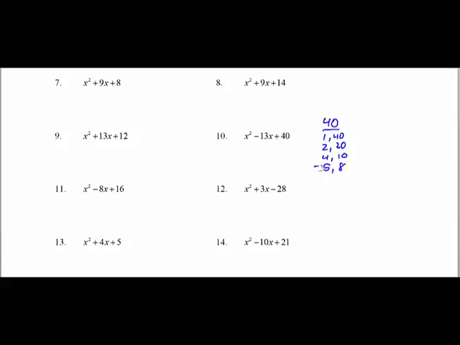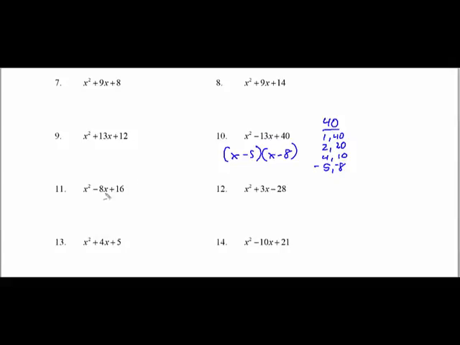Well, by making both of these negative. If I make both of them negative, that means that I would get a negative 13 here and still get a positive 40 up there. So now my answer is x minus 5 and x minus 8. Now if I FOILed that out, I would get a negative 13x in the middle with my O and my I, and I would get a positive 40 for my C because that would be negative 5 times negative 8, which makes positive 40.